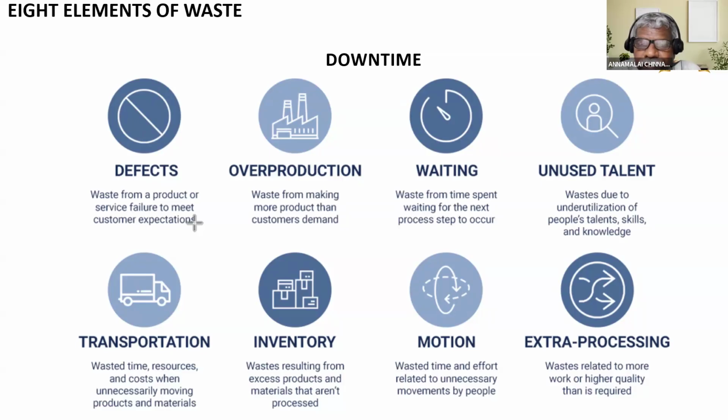Seventh one is motion, unnecessary movement of people. If people have to bend a bit or stretch a bit, or walk a few meters to get the material into the storage area, this walking, bending, and stretching is going to make them tired too soon, and accordingly their efficiency is going to be reduced. In the modern day, obesity, neck pain, hand pain, back pain are all examples of motion-related issues.